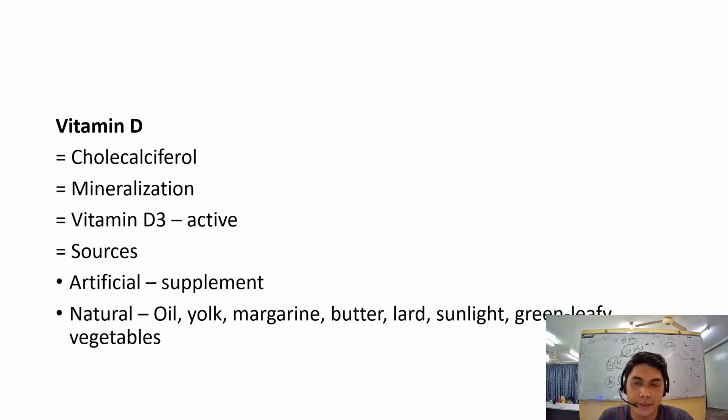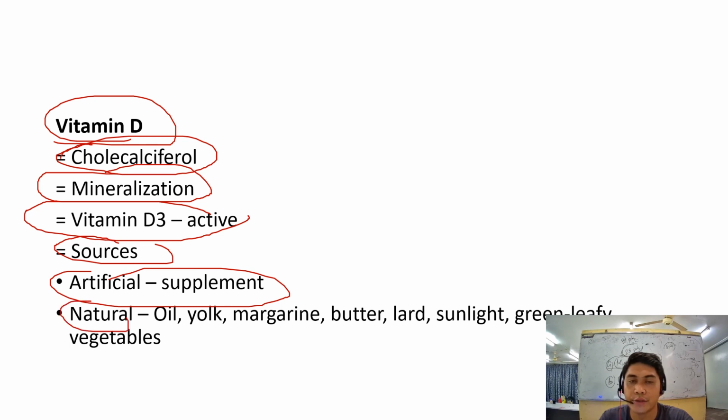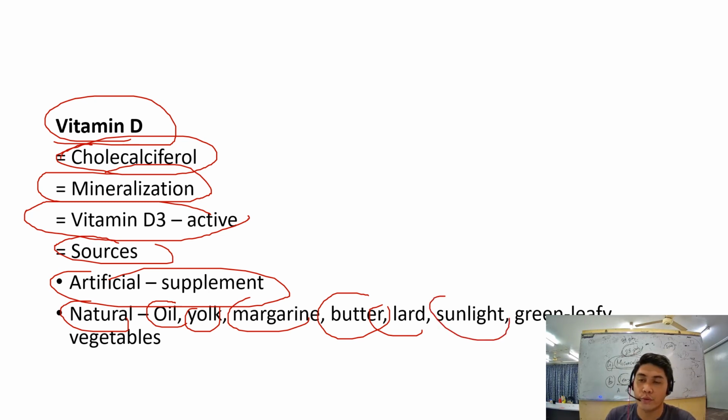Okay, so next fat-soluble vitamin. You have vitamin D, or cholecalciferol. The primary function of this one is mineralization. The active form is vitamin D3. For sources, you have supplementation and natural sources: oil, yolk, margarine, butter, lard, sunlight. For sunlight, it converts 7-dehydrocholesterol to vitamin D3. That's the function of sunlight. It's not the source, but it's needed in the conversion of 7-dehydrocholesterol to vitamin D3. And you have green leafy vegetables. So those are the natural sources of vitamin D.